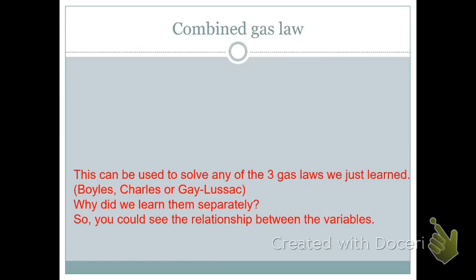With Charles' law, we wanted you to see that volume and temperature are directly proportional to each other. If you increase the volume by a certain amount, you increase your temperature by a certain amount. For Gay-Lussac, we wanted you to see that pressure and temperature are directly proportional to each other. If you increase your pressure by a certain amount, you increase your temperature by a certain amount. Now we get to see all of them related to each other in what we call the combined gas law.